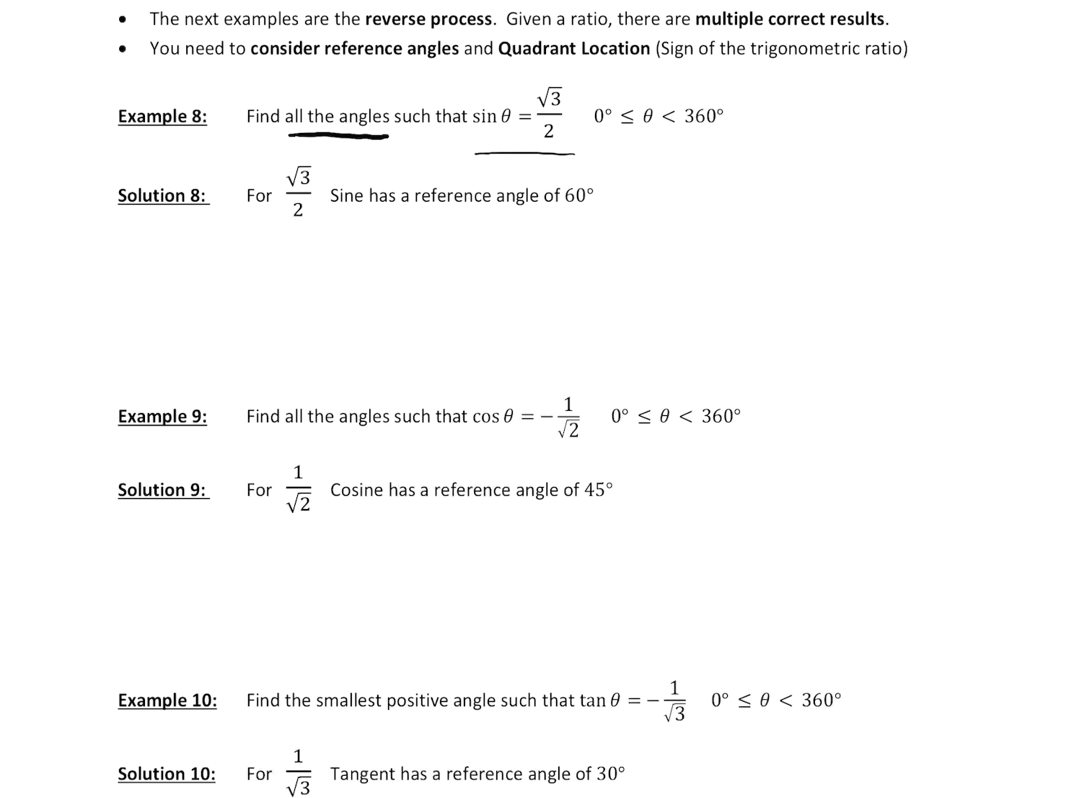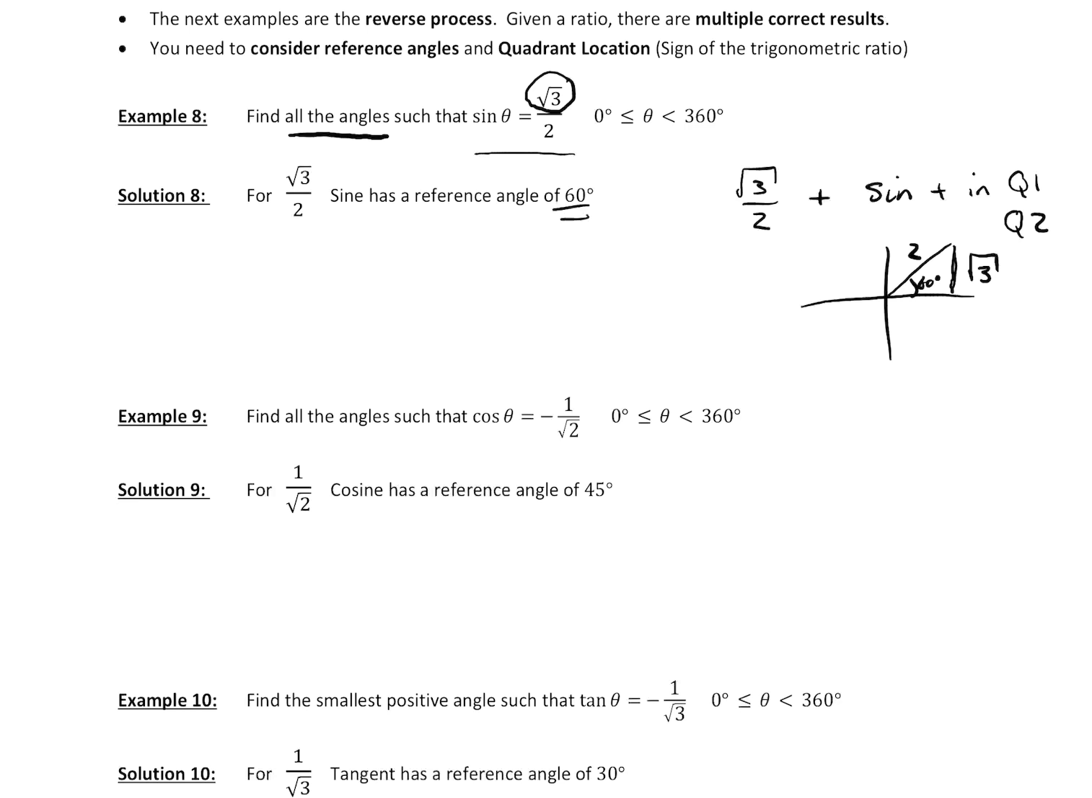The first thing that should jump out is that root 3 over 2 is positive, and sine is positive in Q1 and Q2. The next thing you should look at is that I have root 3 over 2. Since you don't see a root 2, you know you have a 30, 60, 90 triangle. So draw it. You want your opposite value to be root 3, and you know your radius is 2. That's a 60 degree triangle. So note you have your reference angle of 60 degrees.